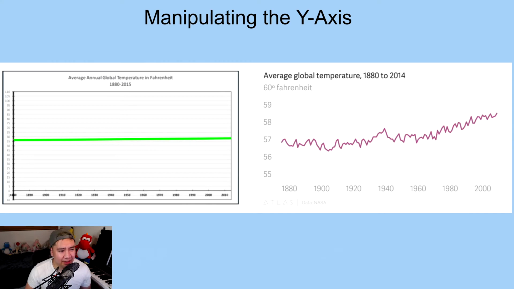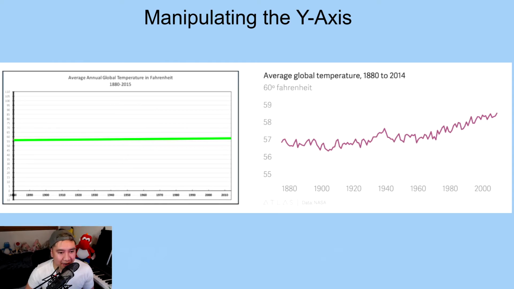But why does it look flat? Does that mean there's no global warming going on? Actually, it's because whoever made this graph manipulated the y-axis and started from negative 10 degrees Fahrenheit to 110 degrees Fahrenheit. And that's not a good thing. That's misleading because it makes it look like there's no change at all, but really you'd have to use a magnifying glass just to see if there's actually any change.